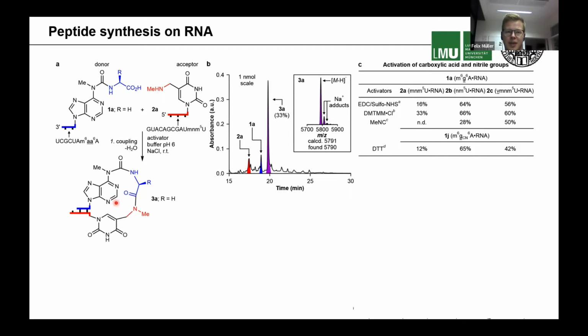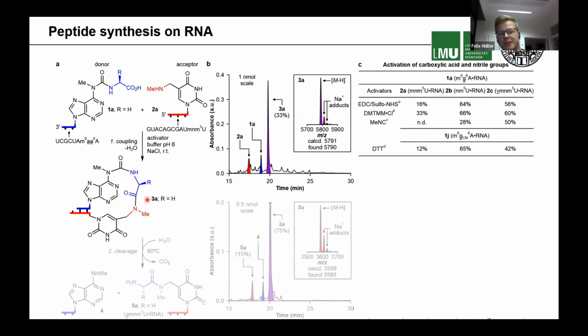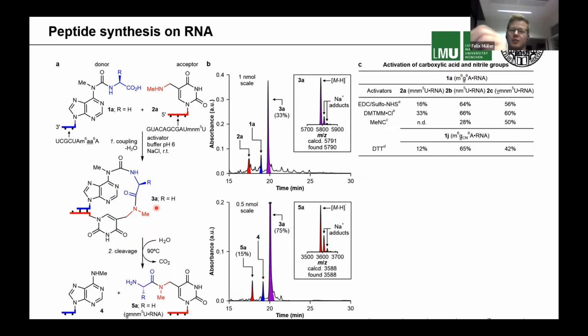The second step that we were interested in was the cleavage of the urea moiety, allowing a transfer of the amino acid. To do so, we were heating the isolated product to 90 degrees Celsius, observing already after 6 hours product formation of 15%.